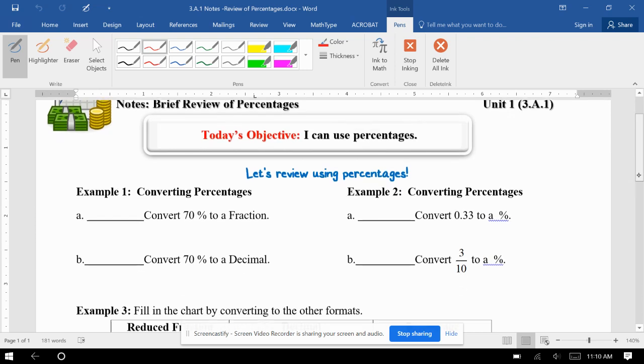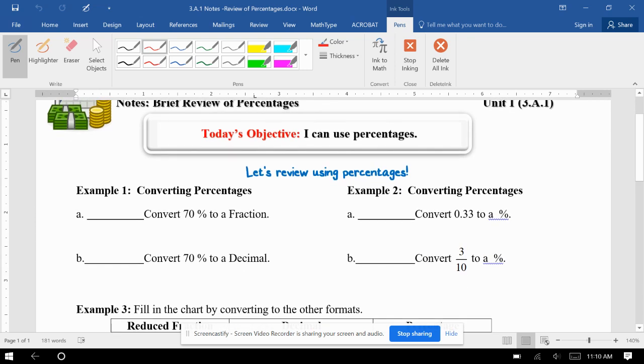So let's start with something you learned in probably middle school, which is how to convert from percentages to fractions and decimals, or to go in reverse from decimals and fractions to percentages. The first situation we're going to look at is going from a percent to a fraction. A percent actually means out of 100. So I can take this 70 and put it out of 100, and then simplify that fraction by dividing both numerator and denominator by 10. I'm going to end up with 7 over 10. So there is my percent represented as a fraction.